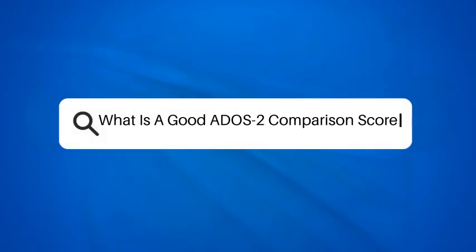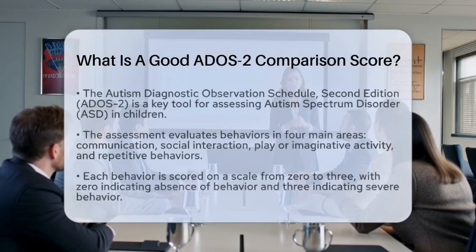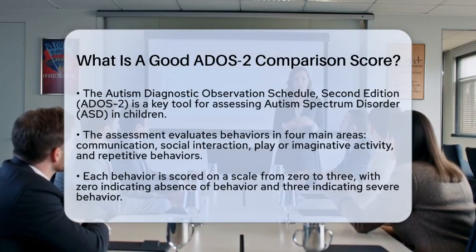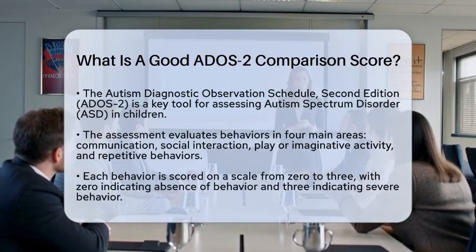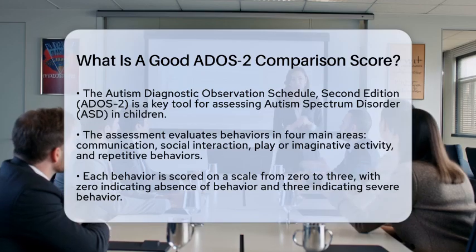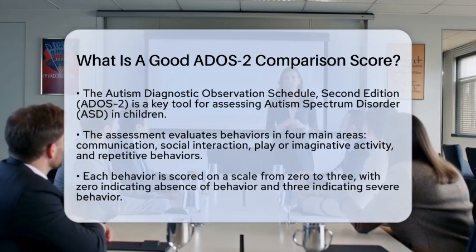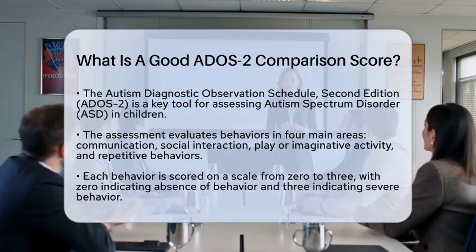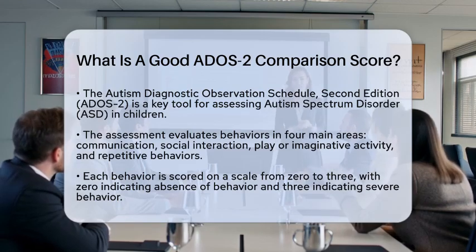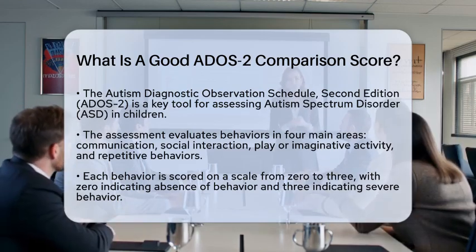What is a good ADOS-2 comparison score? Have you ever wondered how professionals assess autism spectrum disorder in children? One important tool used in this process is the Autism Diagnostic Observation Schedule, 2nd edition. This assessment looks at various behaviors to help determine if a child may be on the autism spectrum. One key feature of this assessment is the ADOS-2 comparison score. So, what does a good score look like?